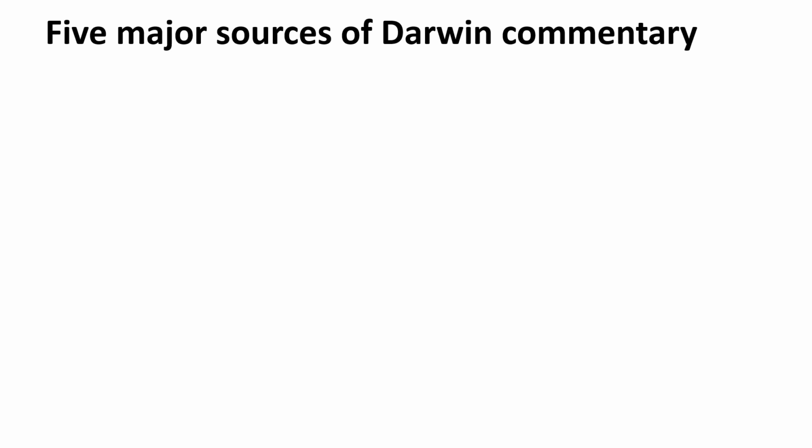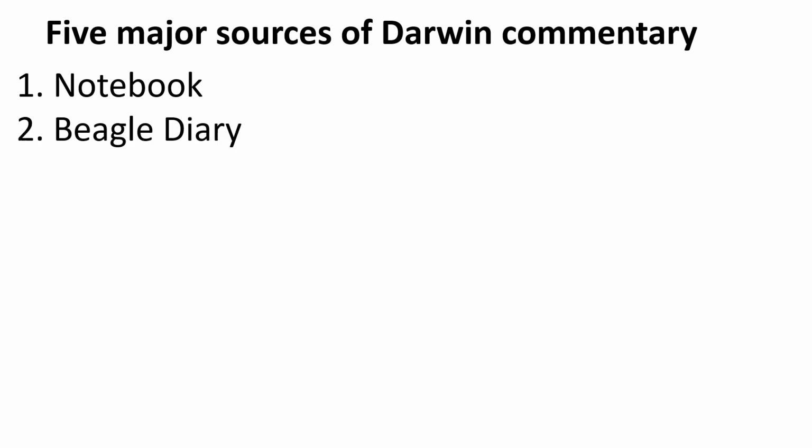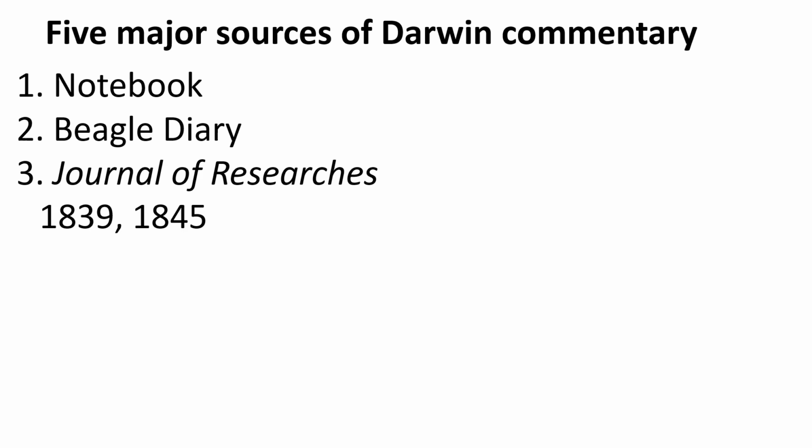The final thing to mention is that we have 5 major sources of Darwin's writing about his visit to Australia. The first is the notebook, in which he recorded his immediate impressions while on the move. The second is the Beagle Diary, written up when back on the Beagle. The third is Journal of Researches, published in 1839 as the third volume of the official account of the voyage, with the second edition in 1845 as a separate book, after the first edition had become a bestseller. The notebook formed the basis of the diary, which in turn formed the basis of the Journal of Researches.